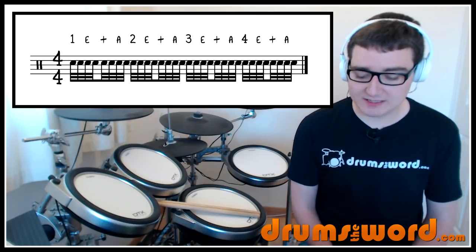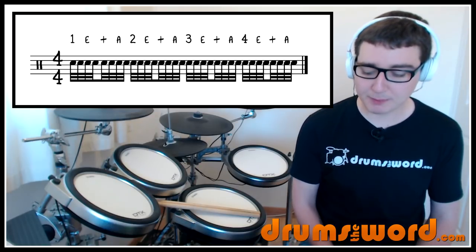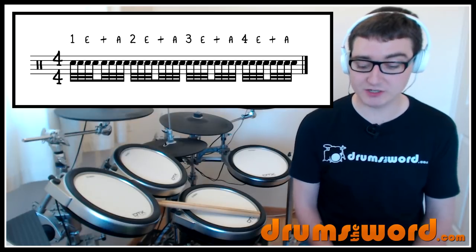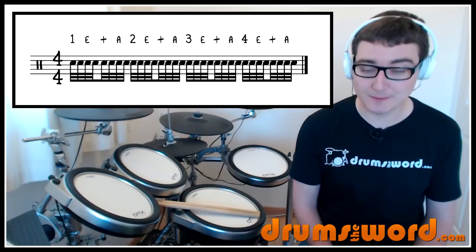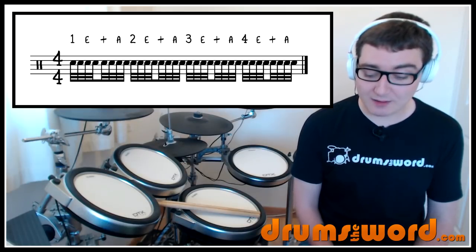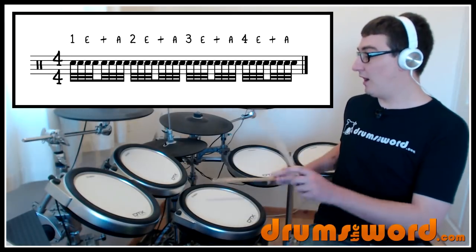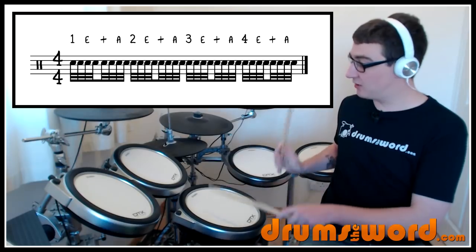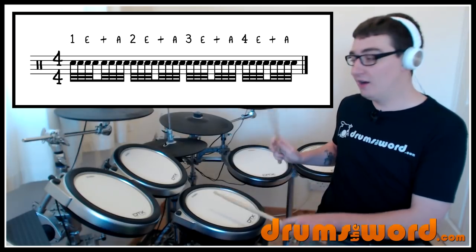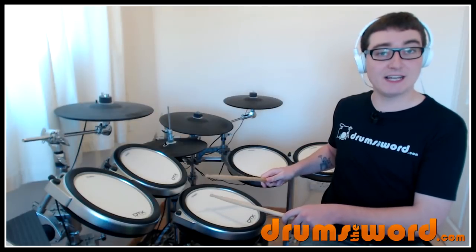Well, the 16th note counting system of 1-e-and-a, 2-e-and-a is commonly used. But because each 16th note is equal in duration to 2 32nd notes, 32nd notes are counted in groups of 2. For each 16th note counted, we play 2 32nd notes like this. 1-e and a 2-e and a 3-e and a 4-e and a. Two played notes per counted 16th. 1-e and, etc, etc.